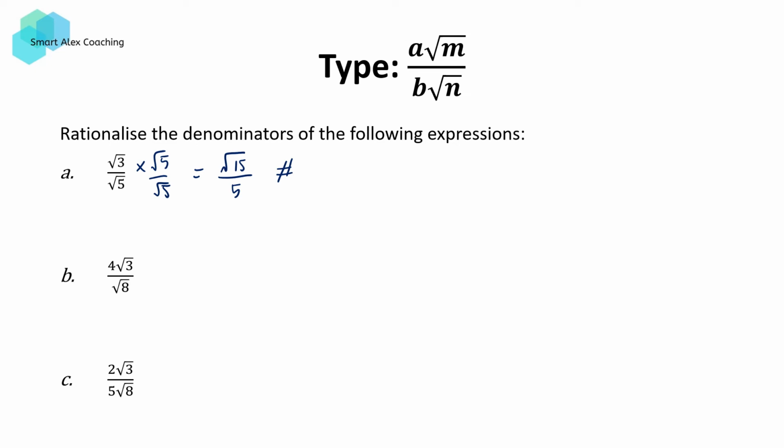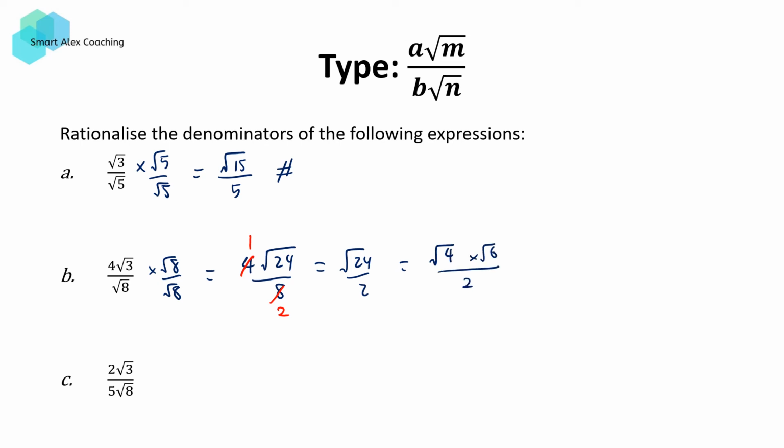For question B, we've got 4 root 3 over root 8. We're going to multiply top and bottom by root 8. This is going to give us 4 root 24 over 8. Now we can cancel the 4 and the 8 to give us 1 on 2. This gives us root 24 over 2. But root 24 can be broken down into root 4 times root 6 over 2, which is going to be 2 root 6 over 2. Again, the 2s cancel out. So our final answer for this one is simply root 6.